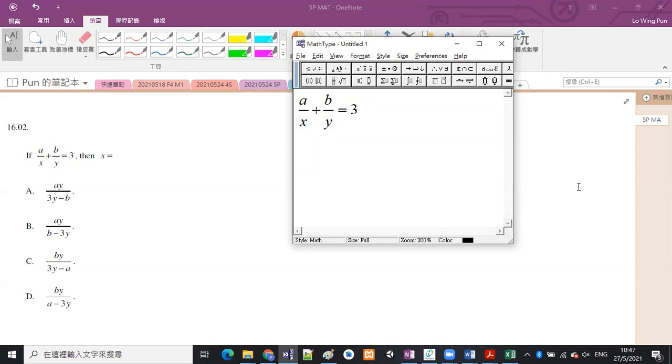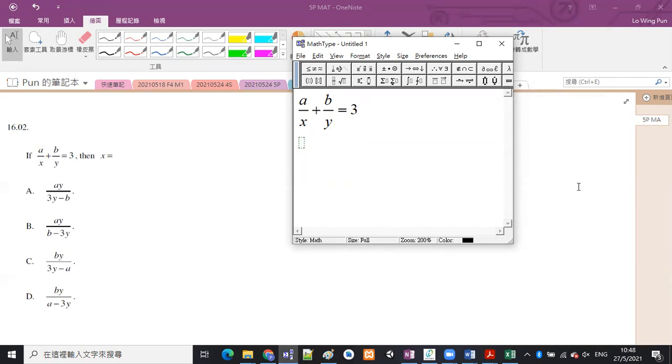But what can we do? We can multiply the same number to all the terms, to every term, in order to cancel out the denominators. So I have denominator x and denominator y, right? So I'm going to cancel them one by one, okay? When you get familiarized with the steps, you may skip some steps. But if you are not feeling secure, then do it step by step, okay?